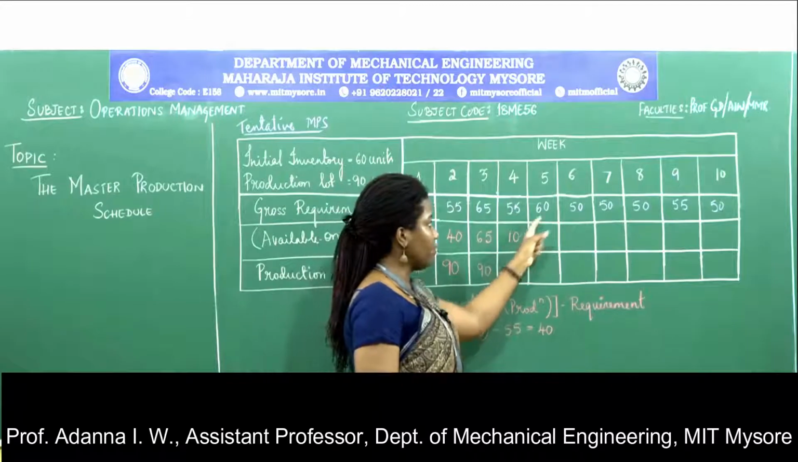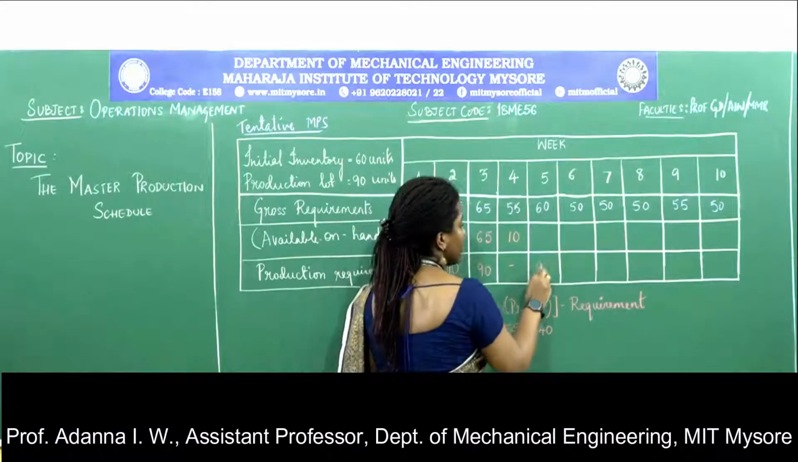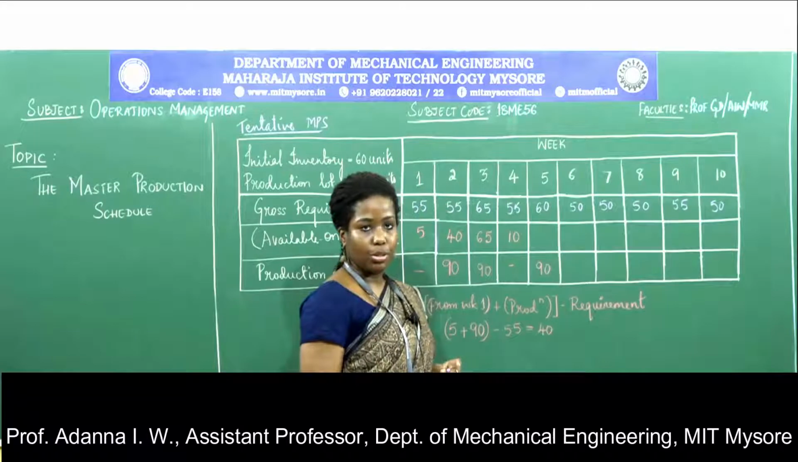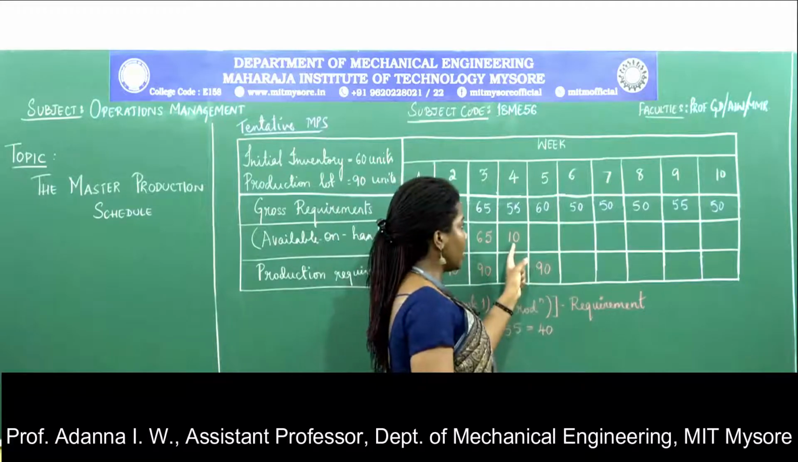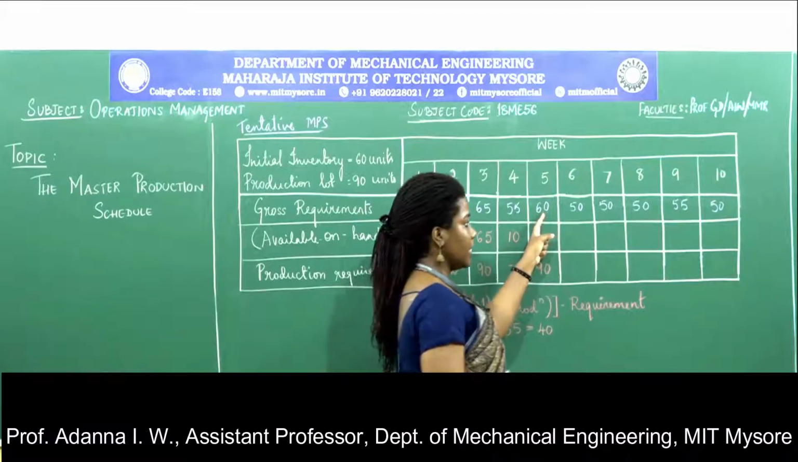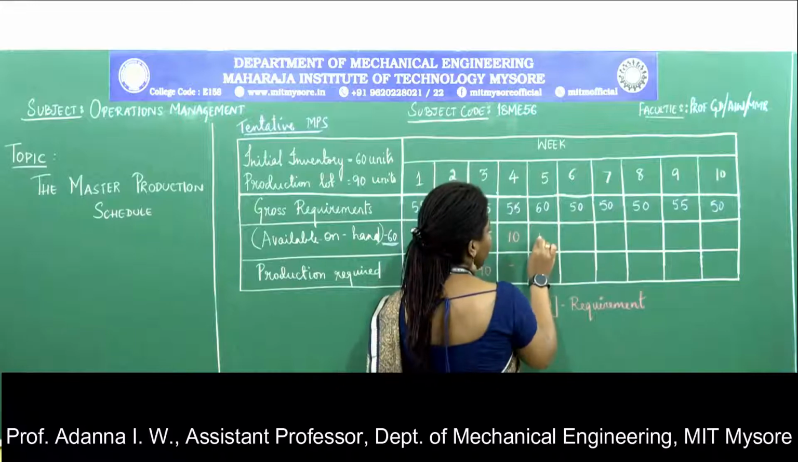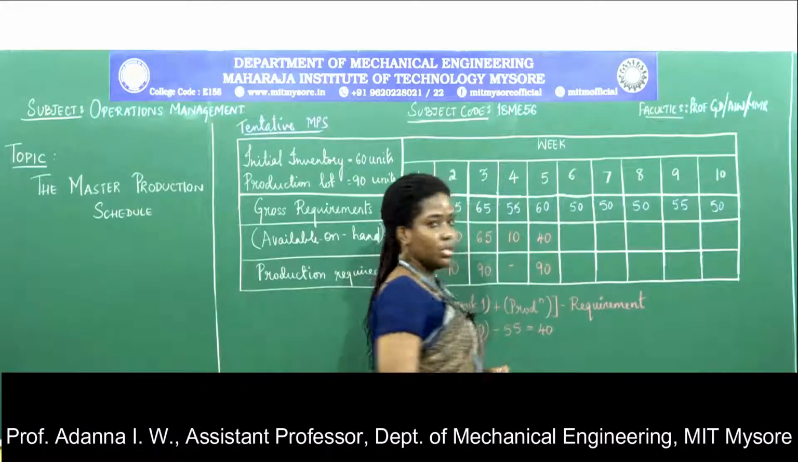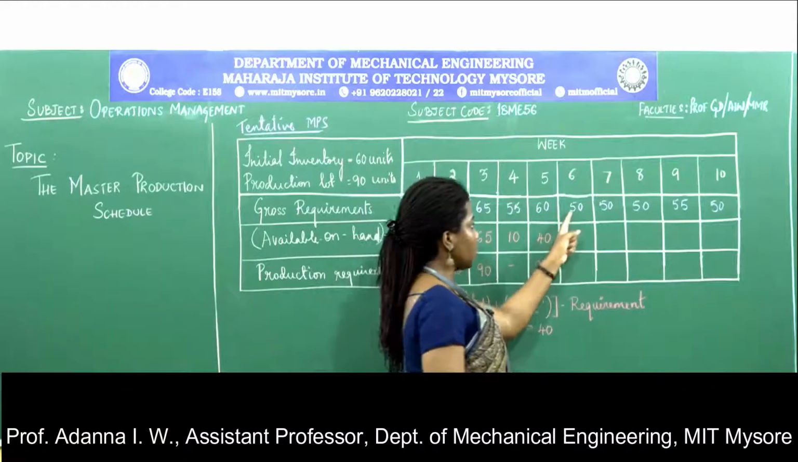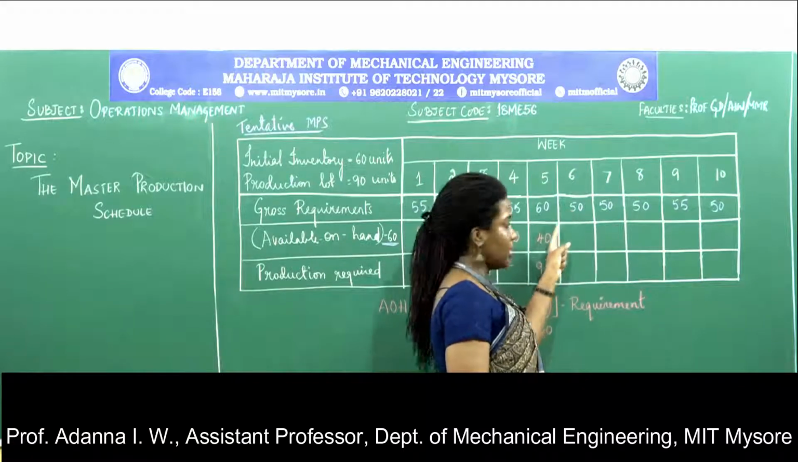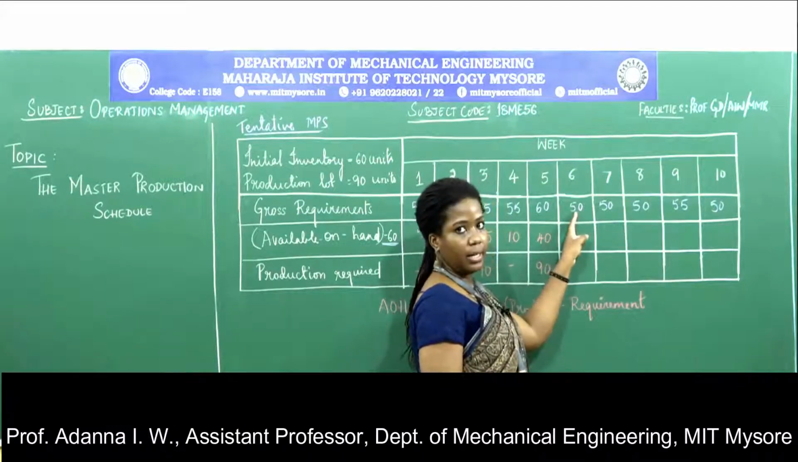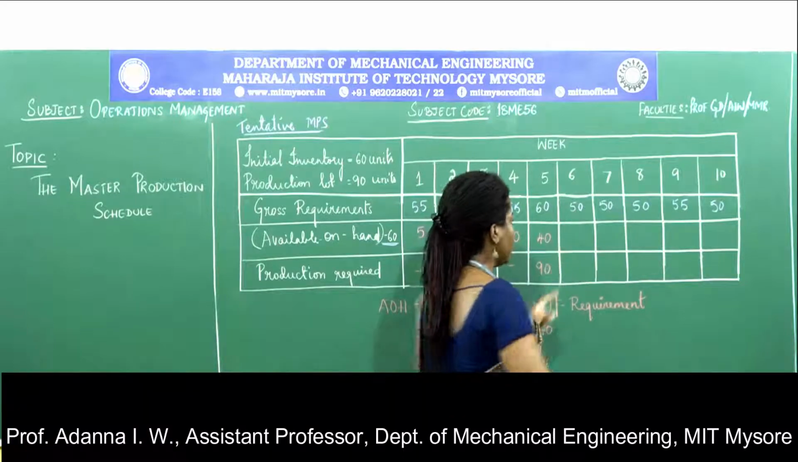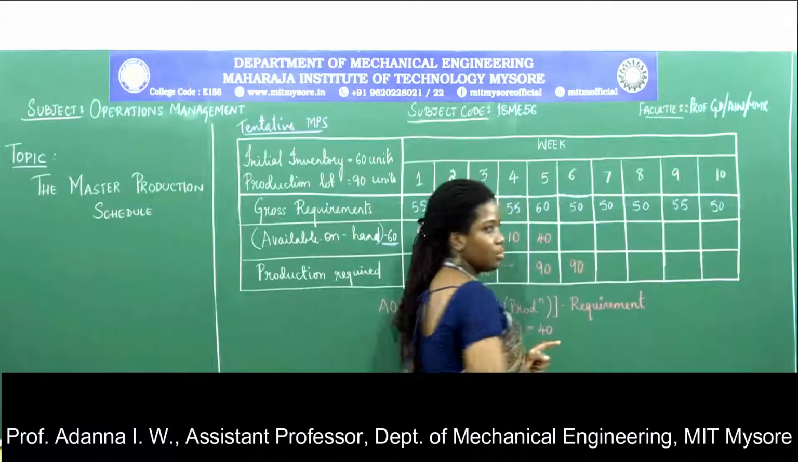We are having only 10, we require 60. Here production should take place, 90 units. So this becomes 100 minus 60. So here again we are going to have 40 units. 40 units we would use to satisfy this, but we cannot because available on hand is less than requirement. So here again we have to produce 90 units.